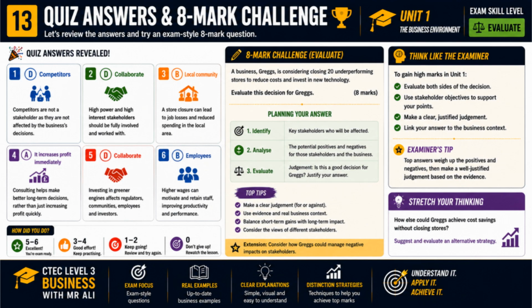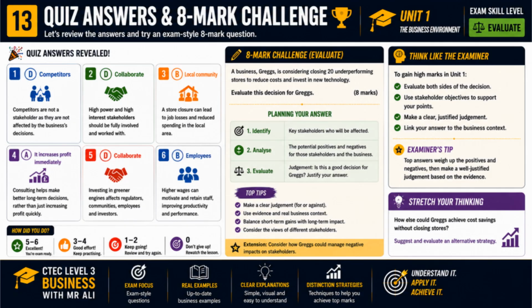8-mark challenge here. Here's a question. A business, Greg's, is considering closing 20 underperforming stores to reduce costs and invest in new technology. Evaluate this decision for Greg's. So how do we plan our answers? Well, we're going to identify first the key stakeholder groups. That's the starting point within this topic of stakeholders. Then we're going to analyze the potential positives and the negatives for those stakeholders and the business. Never forget the business in this conversation. And then we're going to evaluate.